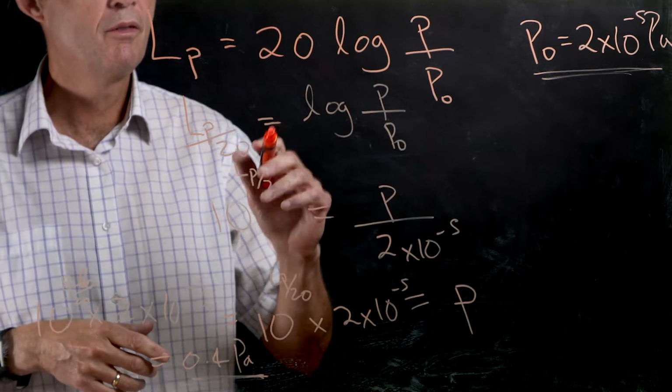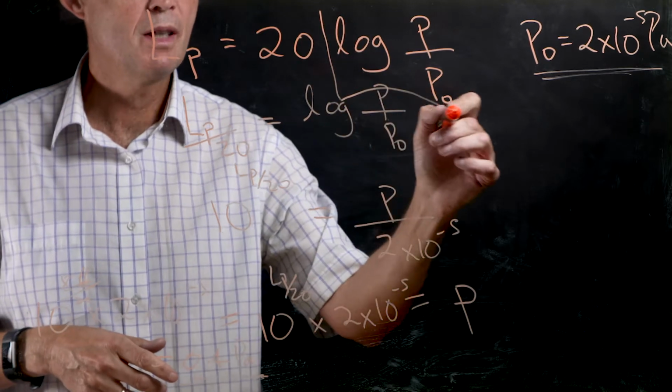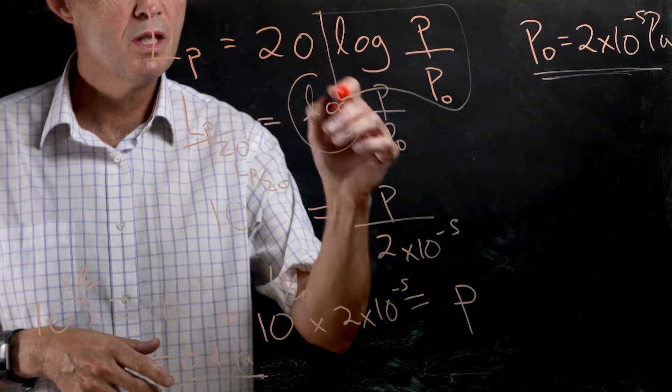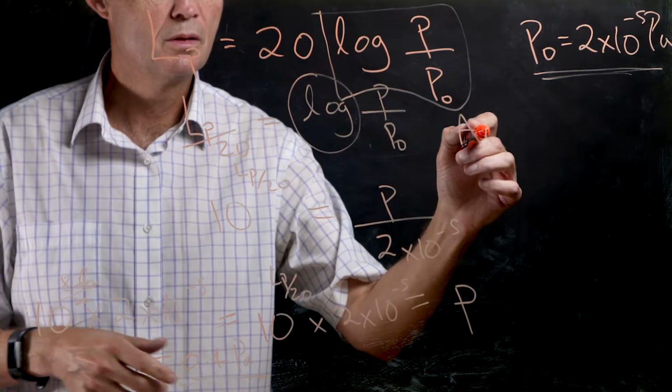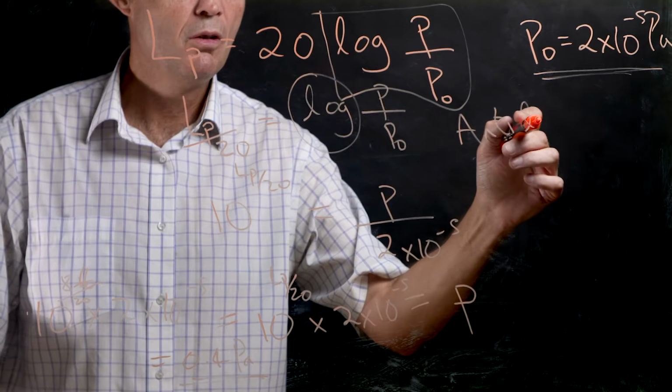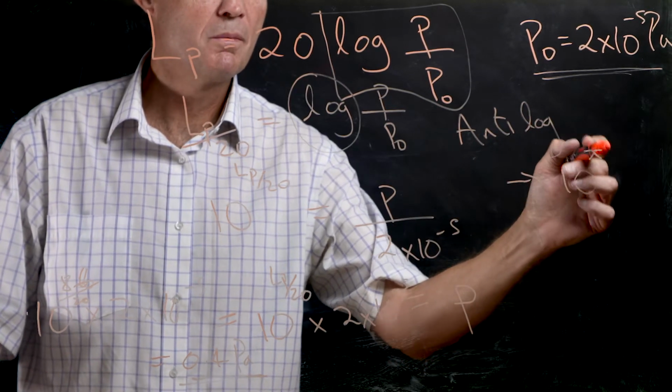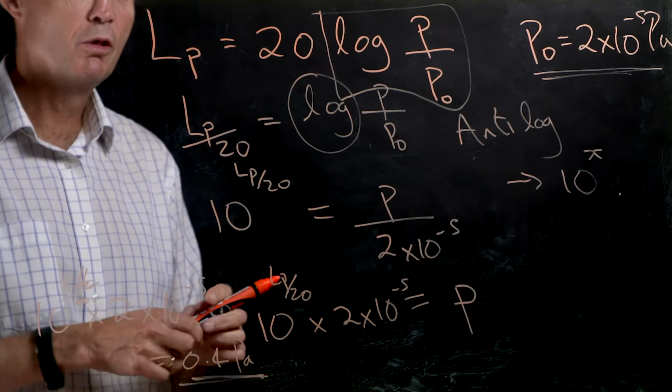Okay, so the golden rule therefore is isolate the log term. That has to be your first priority. And then what we have to do is use the anti-log. Okay, remember that for logs to the base 10, the anti-log is always 10 to the power x. Okay, that concludes that tutorial.